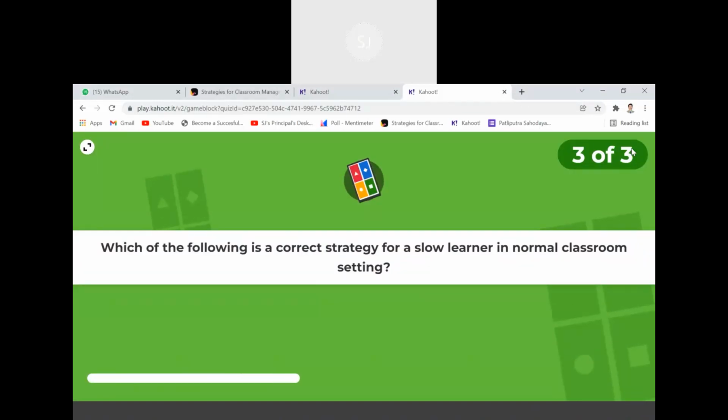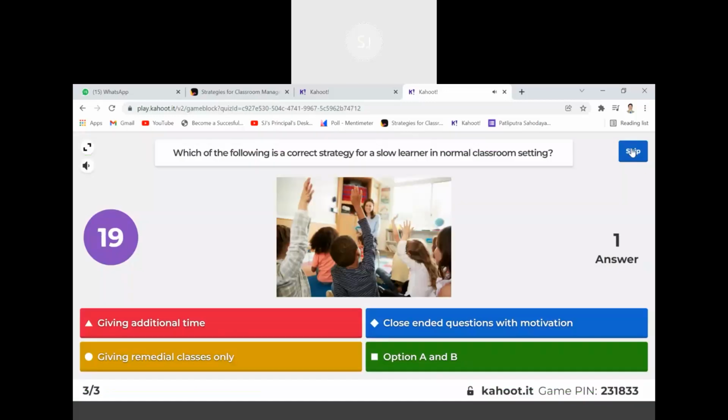Which of the following is the correct strategy for a slow learner in a normal classroom setting? Option A is giving additional time, close-ended questions with motivation. Option B is giving remedial classes only. The fourth option is A and B. Let us see who is the winner. This is the last question.